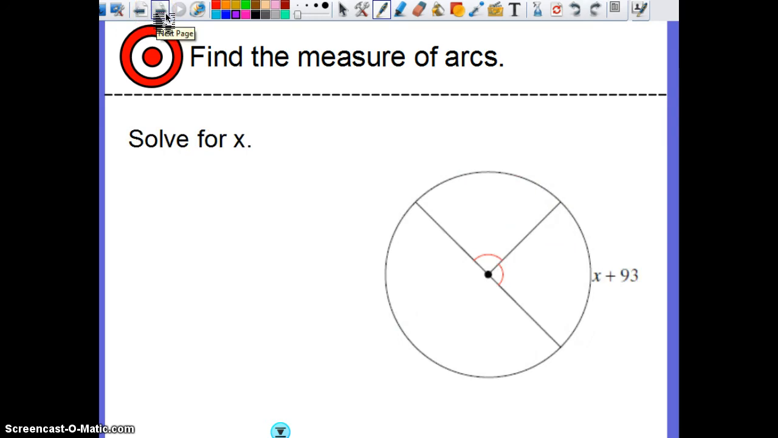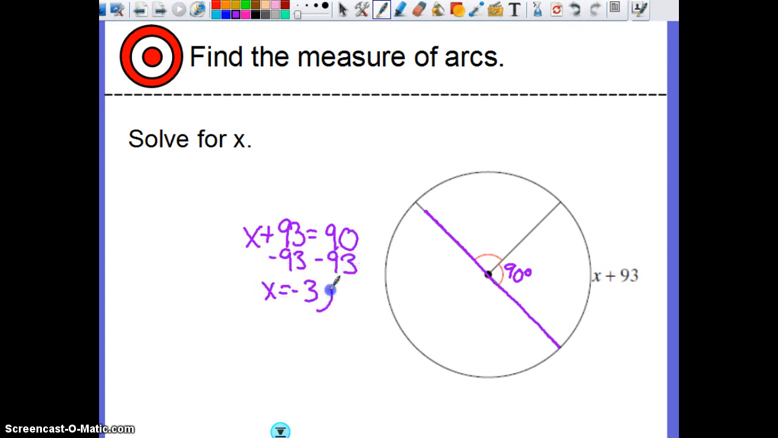You can also solve for x. So this one is kind of an interesting situation because you're used to seeing boxes in here when they're 90 degrees. But notice you can tell that these are still 90 degrees anyways because here's the diameter, so you know it's 180 degrees. And you know these two angles are congruent, so they're the same. So if I cut 180 in half, that means this would have to be 90 degrees, which means that arc is also going to have to be 90 degrees. So you have x plus 93 equals 90. Go ahead and solve that. So that gives you x equals negative 3. Pretty cool.